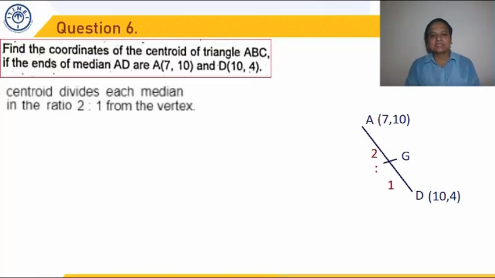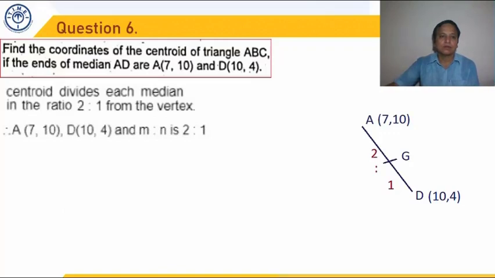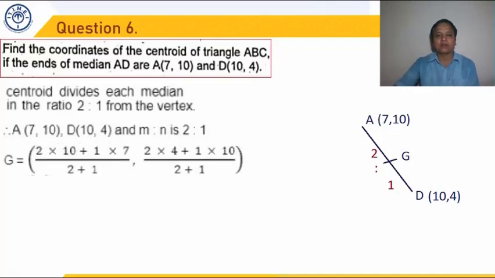Vertex A has coordinates 7, 10 and vertex D has coordinates 10, 4, and the ratio is given as 2:1. We have to find the coordinates of the centroid, which is the point of intersection of medians. So we apply the section formula to get the coordinates of G.